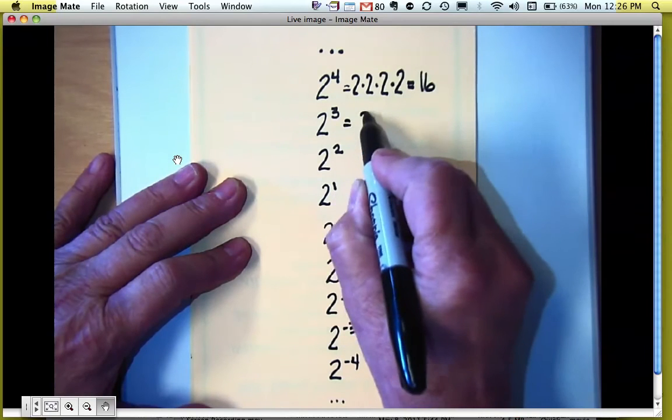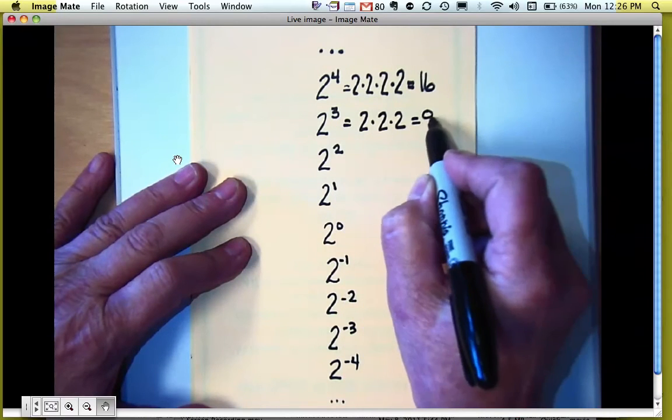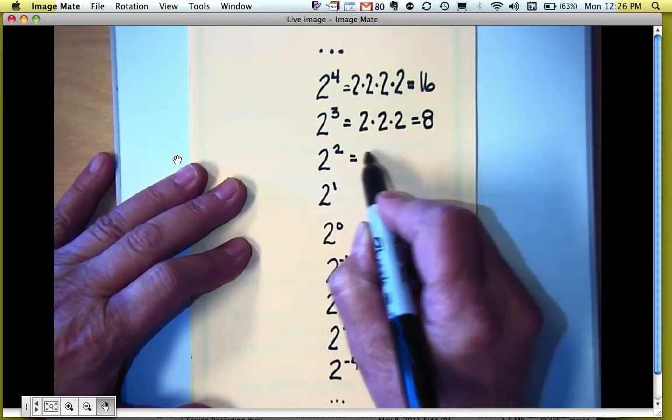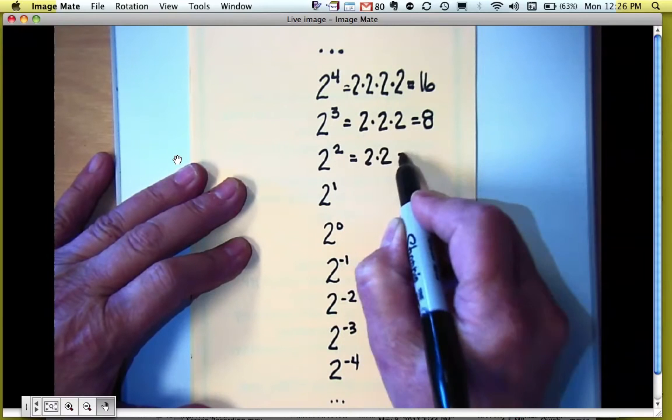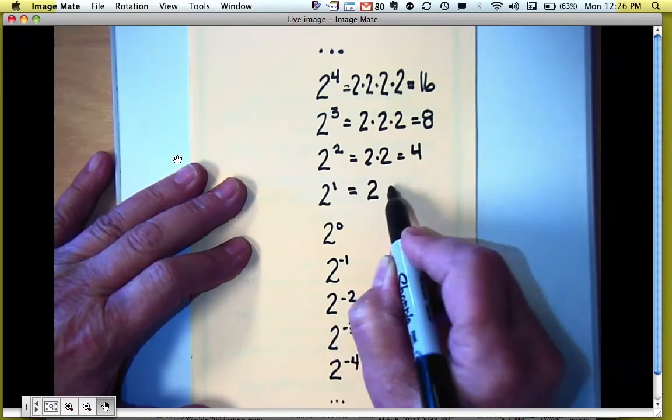2 to the 3rd, 2 times 2 times 2, which of course is 8. 2 squared, 2 times 2, which is 4. 2 to the 1st is 2.